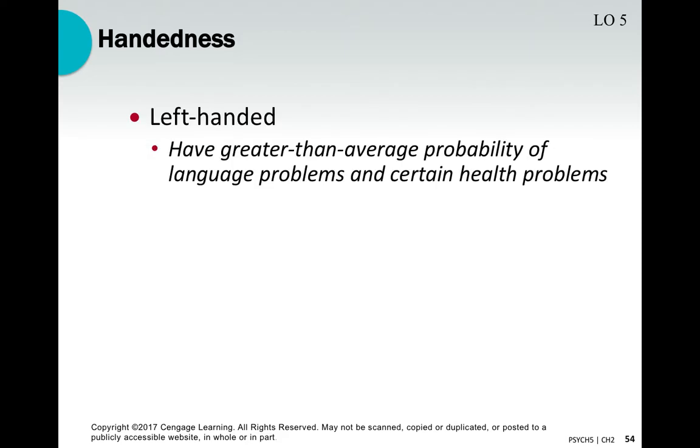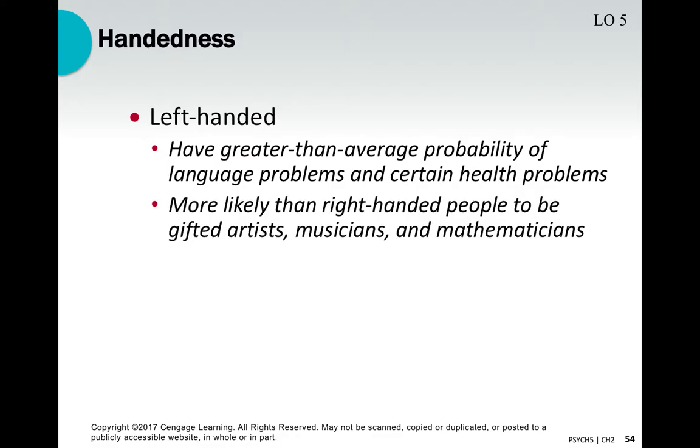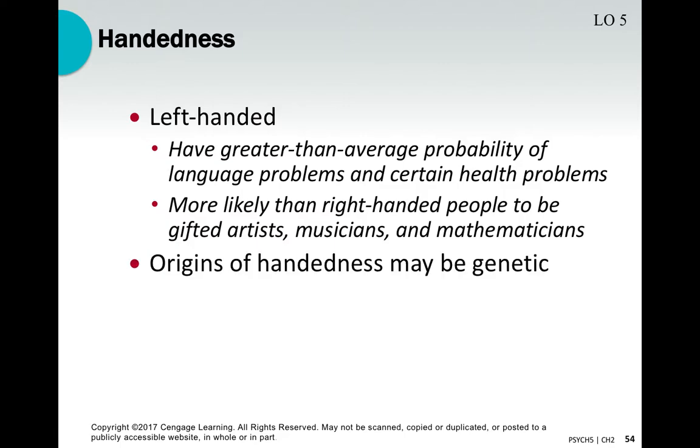So anyways, handedness, another thing, pretty interesting. We talked about how for right-handed people, language is more likely to be regulated on the left side. Conversely, language is typically processed and regulated on the right portion of the brain for people who are left-handed. Interesting facts about people who are left-handed: they have a greater than average probability of language problems and also certain health problems, interestingly enough. It's correlation, not causation. So just because you're left-handed doesn't mean you're going to have bad health or language problems. They're more likely than right-handed people to be gifted artists, musicians, and mathematicians. So there's something positive for you there.